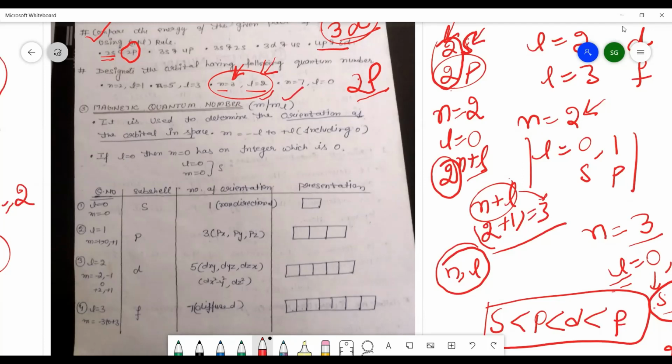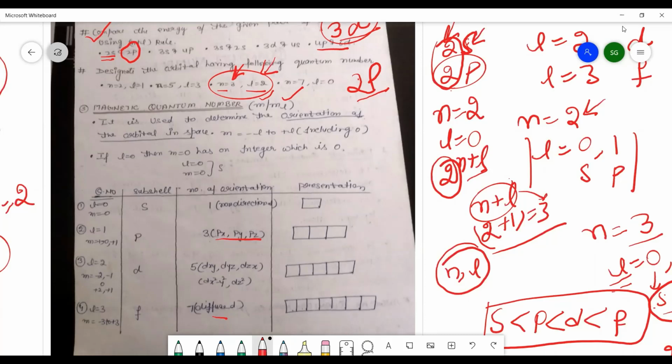Now, it is used to determine the orientation of the orbital in space. Means जो orientation हमने अभी पहले किया था, हमने structures बनाए थे px, py, pz. 5 होगा आपका dx square, dy square, dz square, dxy, dyz, dzx and it has a diffused shape. So ये इसके orientations हैं, कितनी orientations के अंदर, कितनी directions के अंदर हम orbital को रख सकते हैं और electrons will be revolving in this particular orientation.